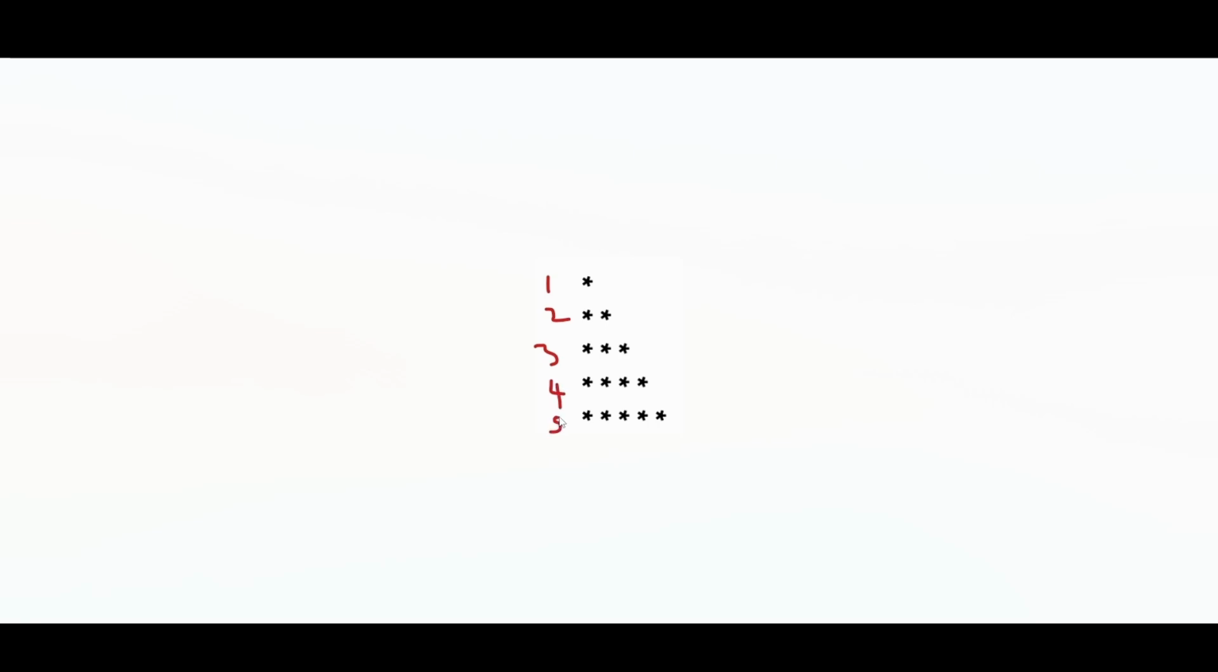We have 5 rows. In each row, the number of stars is increasing. First row 1 star, second row 2 stars, third row 3 stars, fourth row 4 stars, fifth row 5 stars. So the number of stars increases for each row. Now we'll write the JavaScript code for the right-angled triangle star pattern.